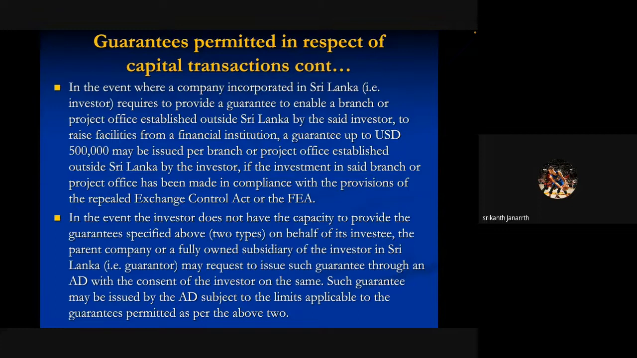If you have a branch office, you can issue a guarantee up to 500,000. There is no proportion, it's your own branch. So you can issue up to 500,000. That is the second guarantee requirement, right?